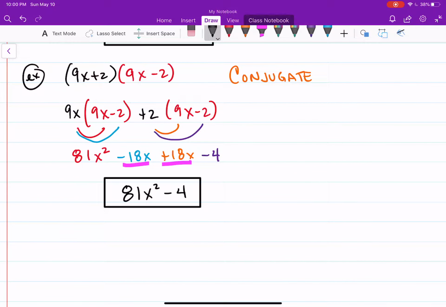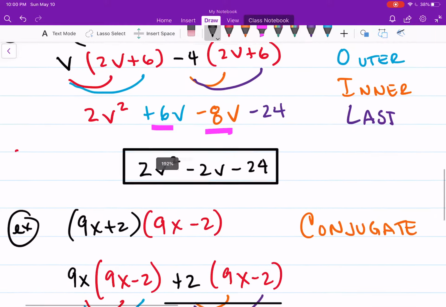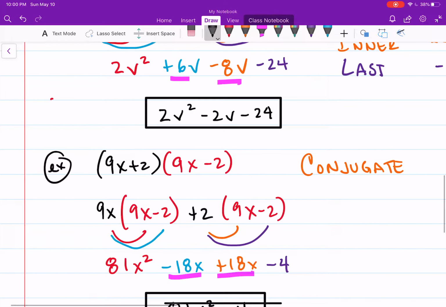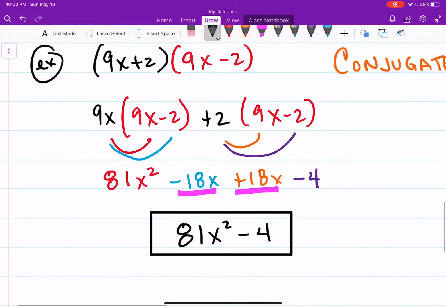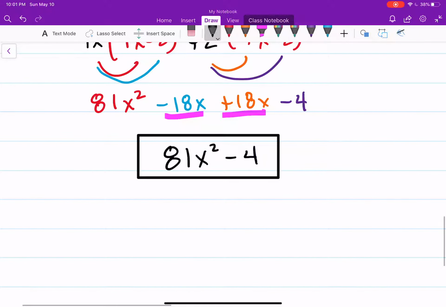Okay? So if you notice, over here when I had a binomial times binomial, it got to 4 terms, but then it collapses down to 3 terms, a trinomial, right? But with a conjugate, look at what happens. I still get the 4 terms in the intermediate step here. But what happens to my outer and inner? It goes away. So I'm left with first and the last.